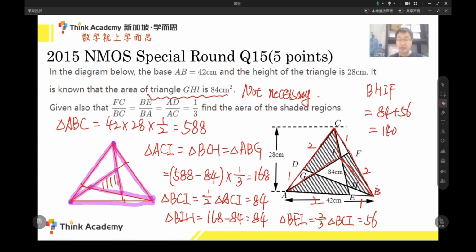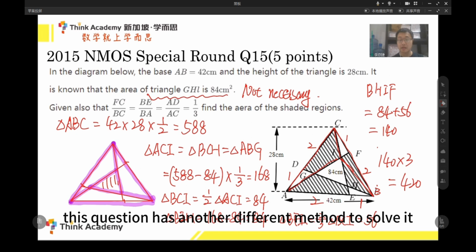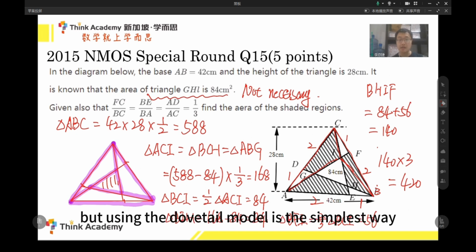And as we all know, the shaded region has 3 quadrilaterals which share the same area according to symmetry, which you can prove before. So the shaded region is 3 times 140, which is 420. So that solves this problem. Also, this question has another different method to solve it, but using the Dovetail model is the simplest way.